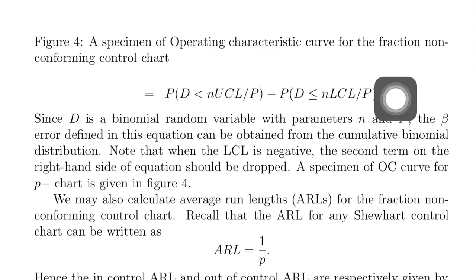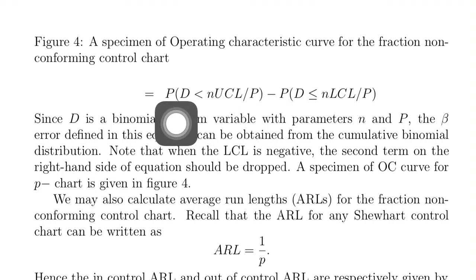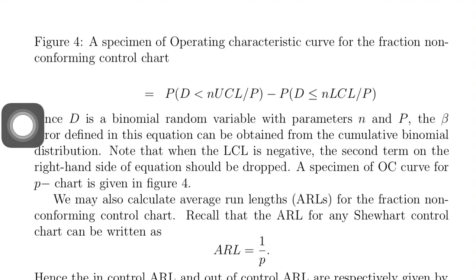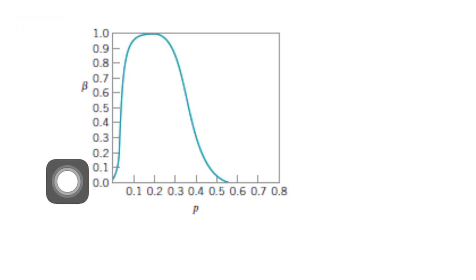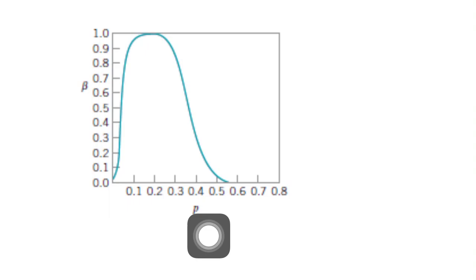You can compute this for various values of P. What is P? P is the fraction defective, so it may vary from 0 to 1. So for various values of P lying between 0 and 1, you can compute this probability, and that probability, that is beta of P, can be given along the vertical axis and different values of P on the horizontal axis.